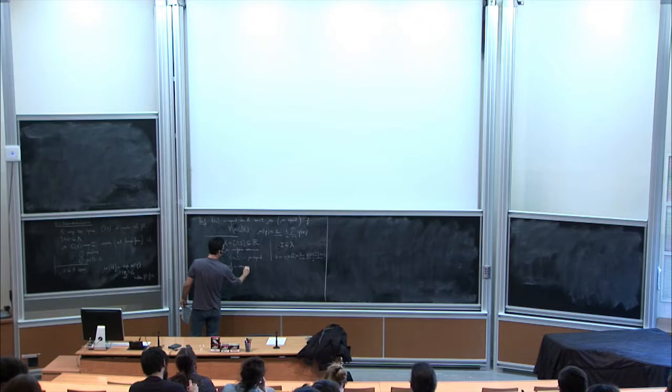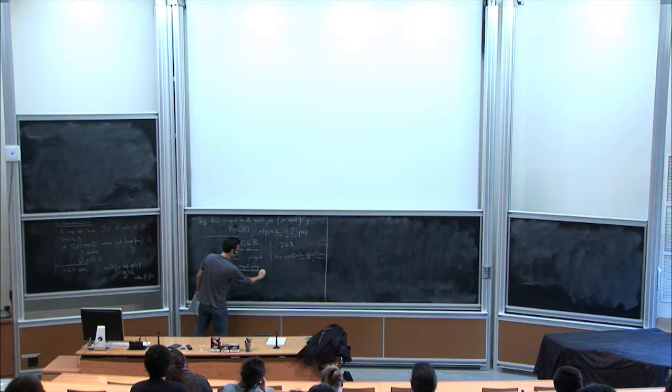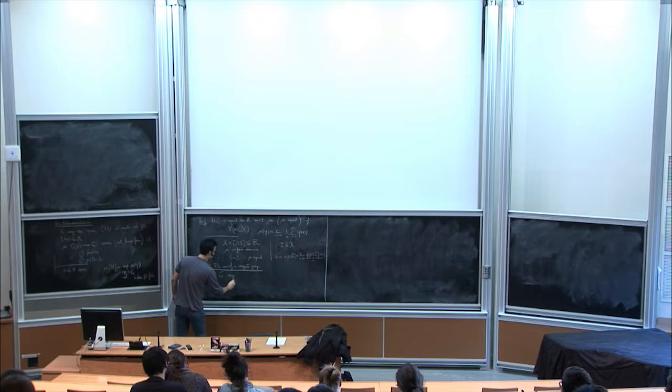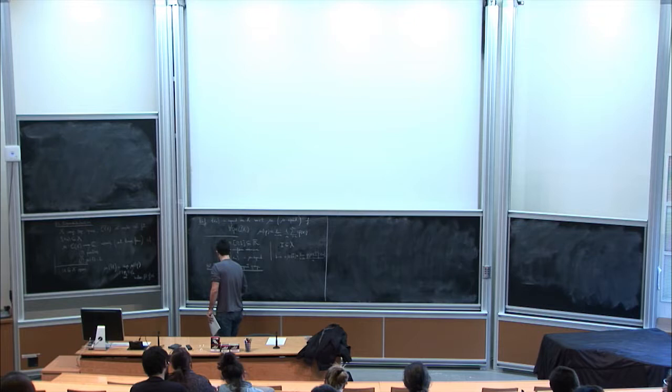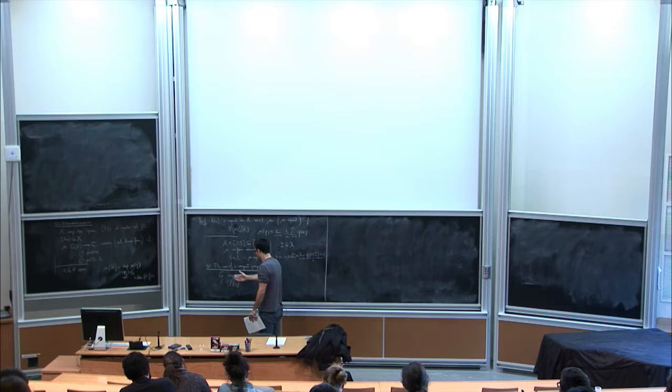Okay, so let G be a compact group, and X will be the set of conjugacy classes of G. So this X inherits a topology from G, it's also compact, and most importantly, it inherits a measure.